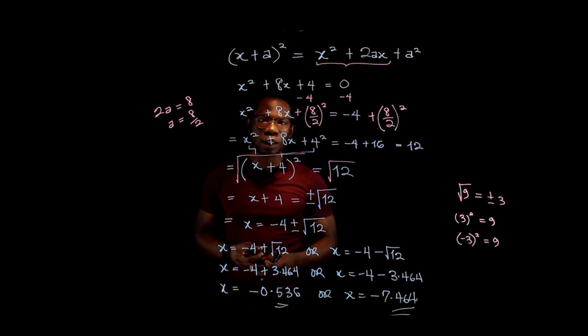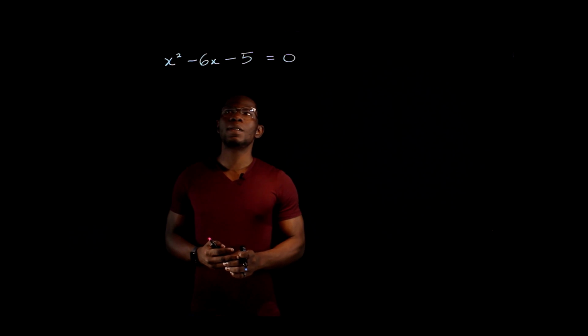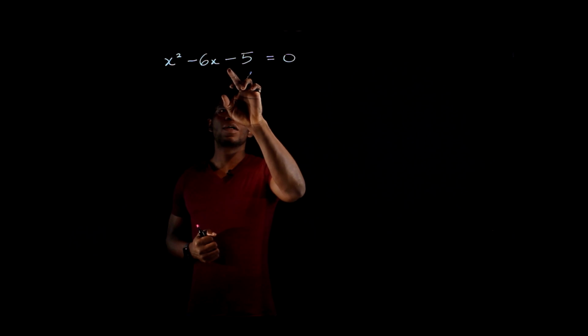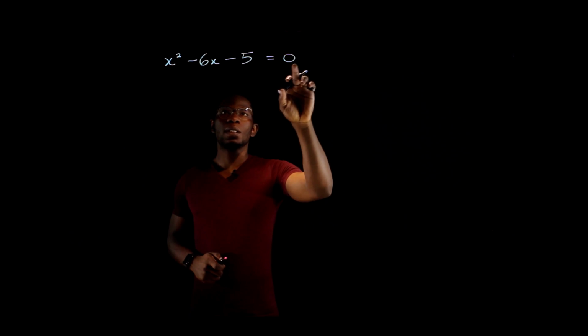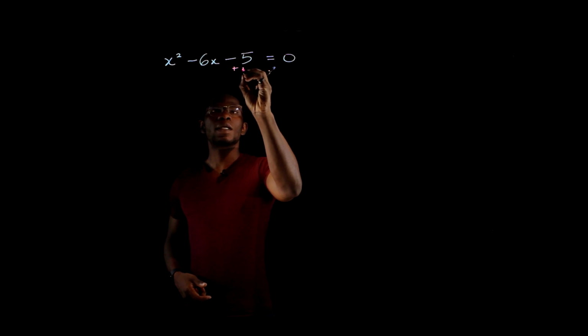So let's solve one more example using the completing the square method. So let's take a look at another example. Now the first thing we have to do, like we said before, is to move the constant term here to the right side of the equation. And to do that in this case, we have to add 5 to both sides of the equation.